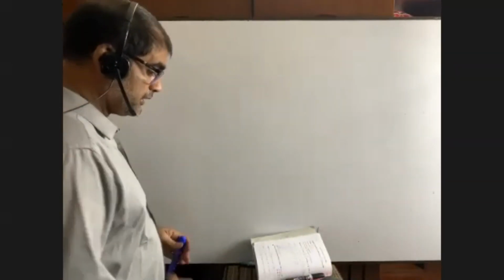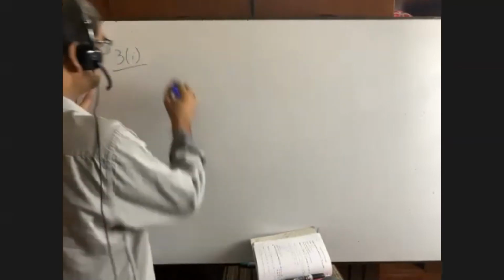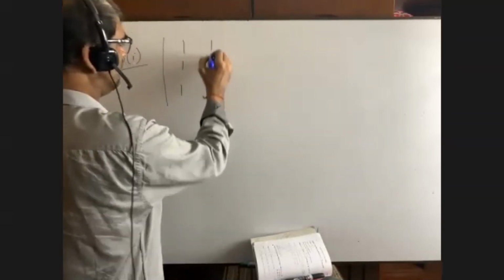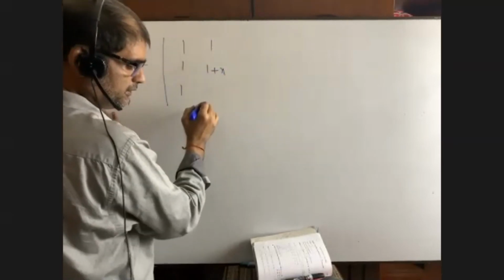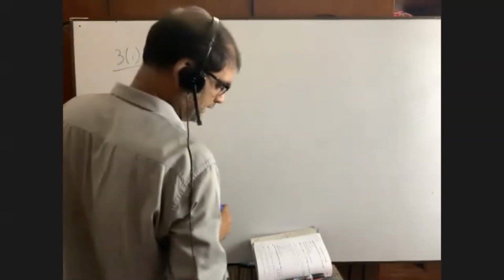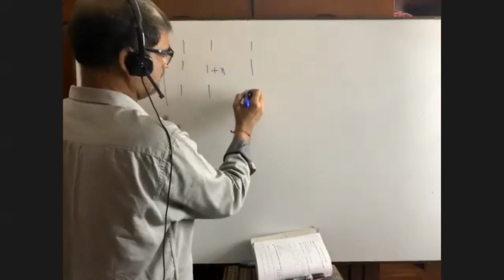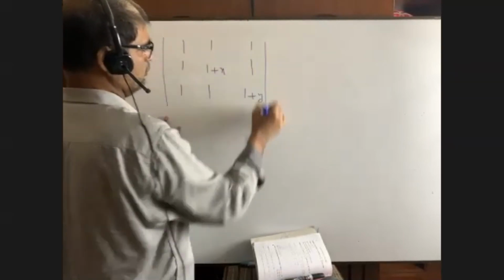Anyway, question number 3-1. Okay, you can do it by yourself. Do it within 1 minute. 1 1 1 1 1 plus x. It is 1. Then 1 1 1 1 1 1 plus y. Okay, do it.